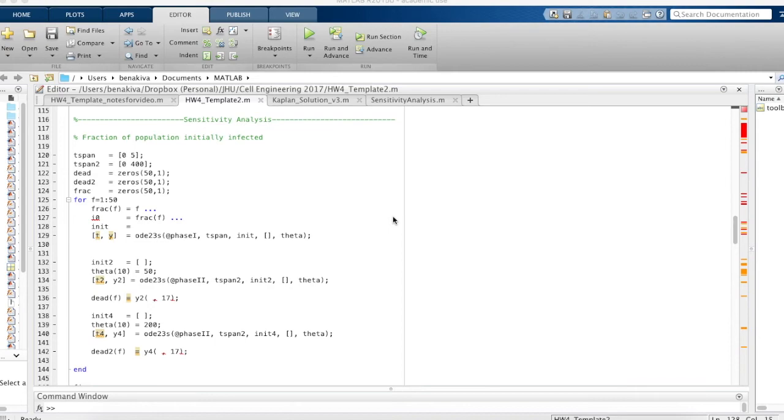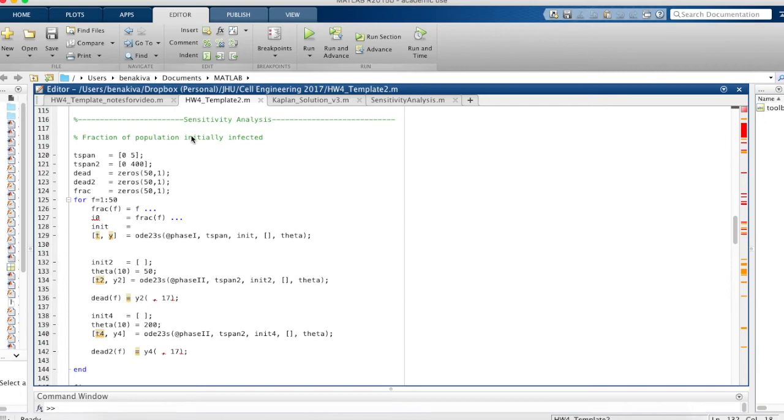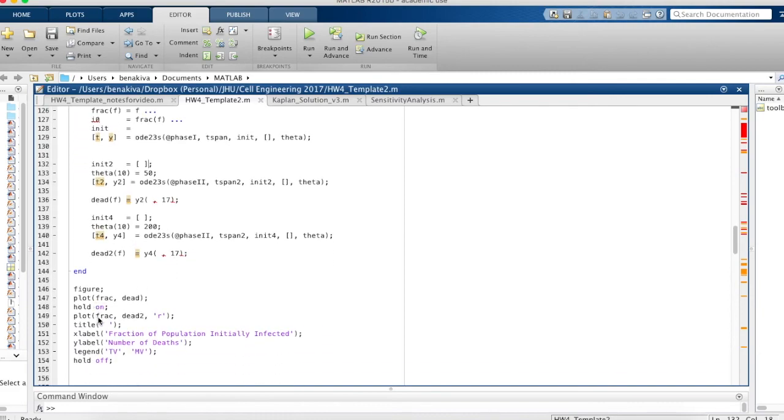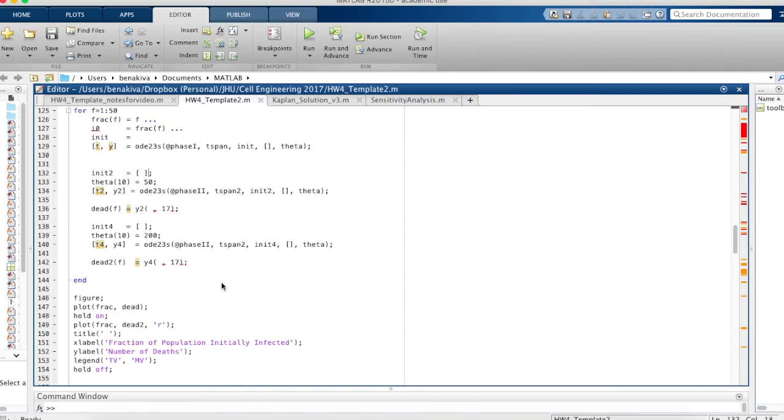So going back to our template code, we're going to do something pretty similar to what we just did in the example, where we're going to make a for loop where in each iteration of the loop we have a different fraction of the population initially infected, and then we're going to run the ODE solver and determine the final number of people dead, and then we can plot the number dead versus the fraction of the population that was initially infected.